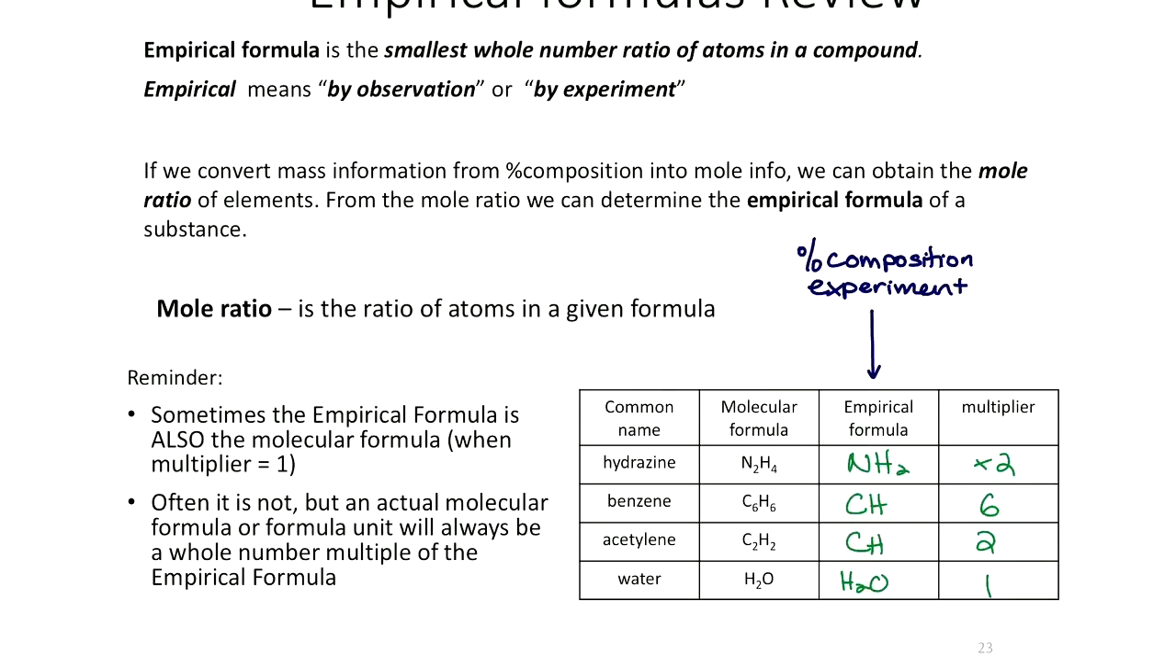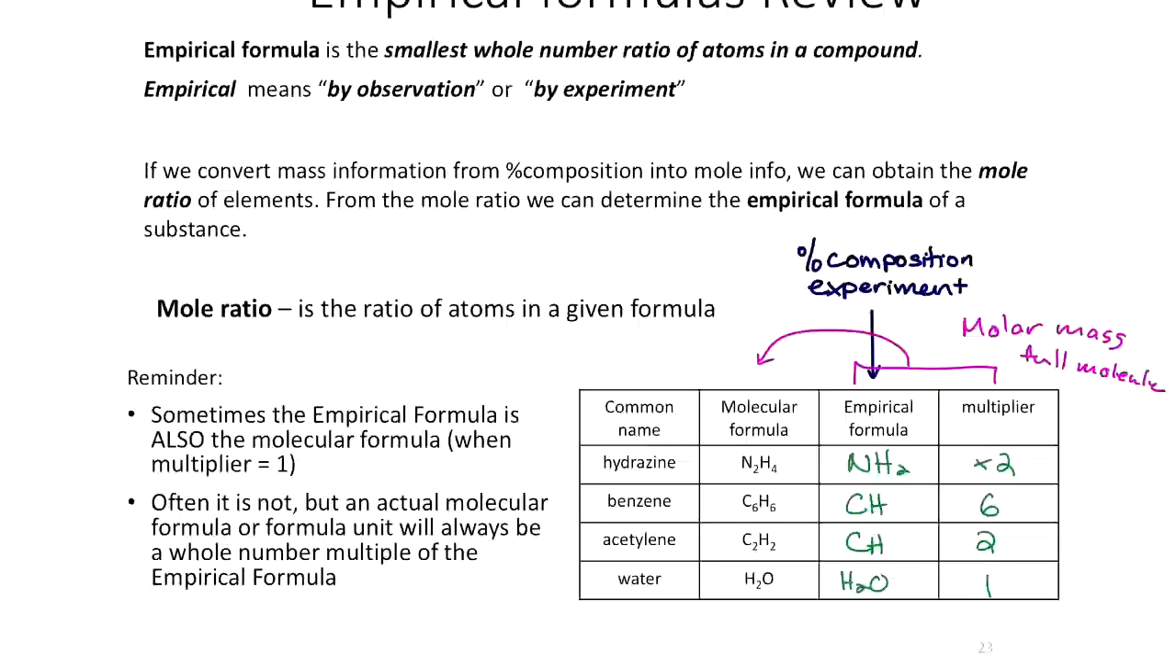So in order to get the molecular formula, you actually need the empirical formula and the multiplier. So percent composition data only tells us the empirical formula. That's why it's called empirical, which means by experiment. Experiments only tell us empirical formulas. We need an additional piece of information to get a molecular formula, and that information is the molar mass of the full molecule. Full molecule.